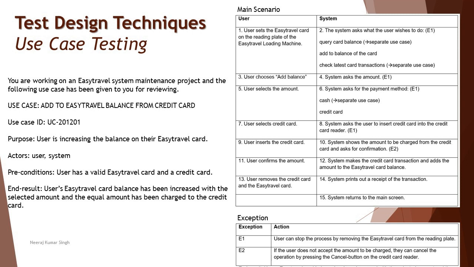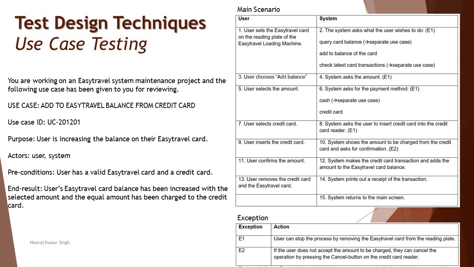Which use case will it be covered in? Step number 7, the user selects credit card. 8, system asks the user to insert the credit card into the credit card reader, and you have E1 there as well. Number 9, user inserts the credit card, and 10, system shows the amount to be charged from the credit card and asks for the confirmation. Now here we have E2. All right.